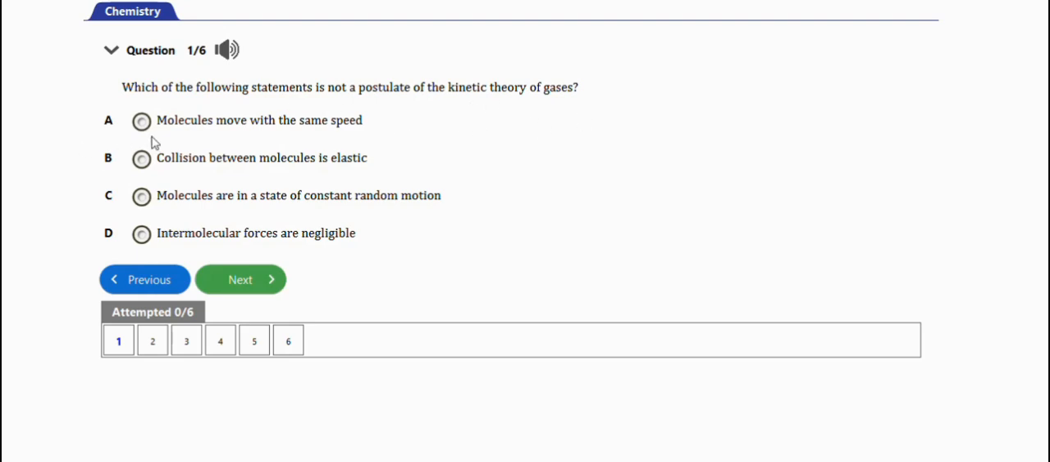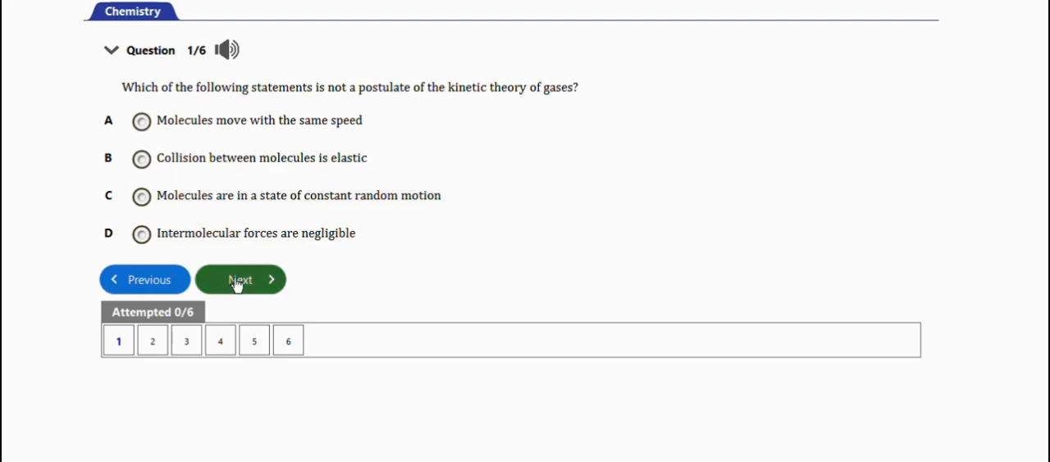The first question I have here says, which of the following statements is not a postulate of kinetic theory of gases? So we have molecules move with the same speed. Collision between molecules is elastic. Molecules are in a state of constant random motion. Intermolecular forces are negligible. So the right option is option A. This is not a postulate. Molecules move with the same speed.